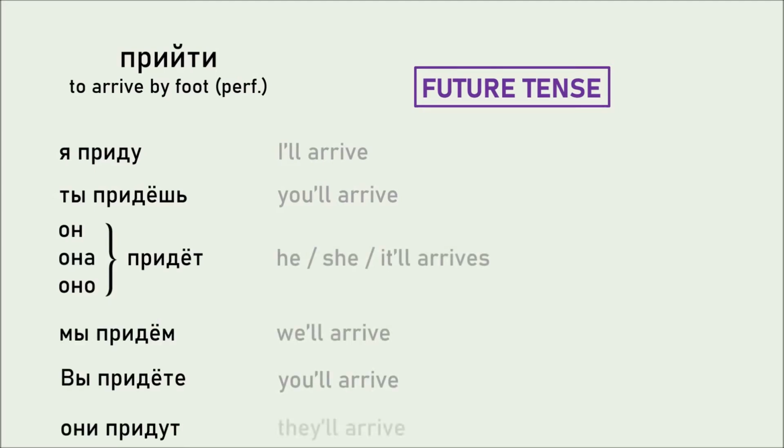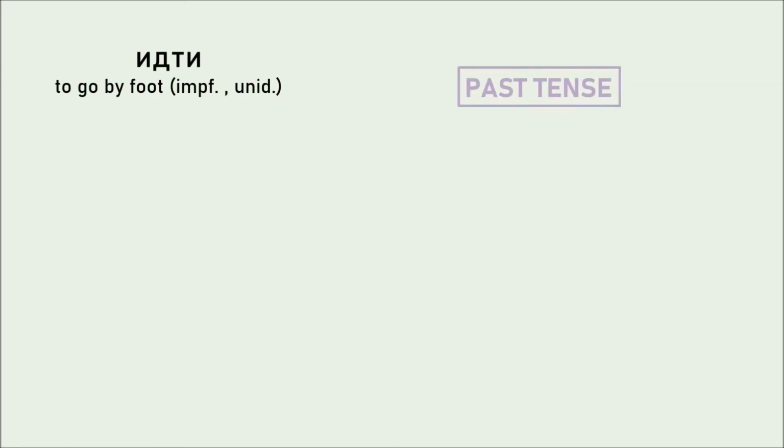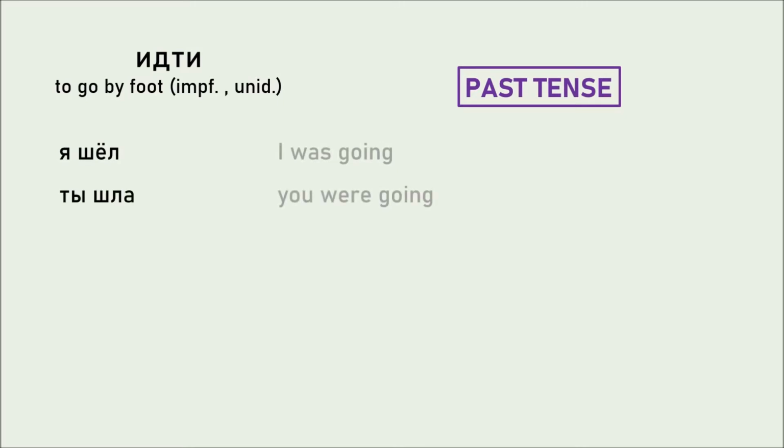Now let's have a look at the past tense. Идти is irregular. Я шел. Ты шла, so that's feminine, okay? We have to have the agreement with the past participle and the subject. So if ты is a girl, a woman, feminine, then it's шла. Likewise, if you are feminine, you also have to say шла.